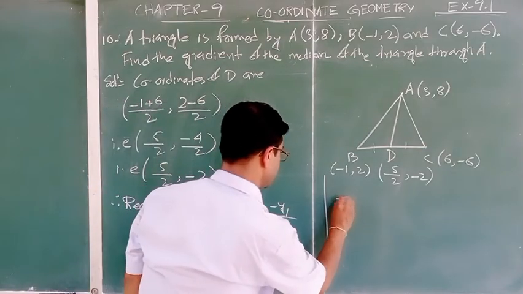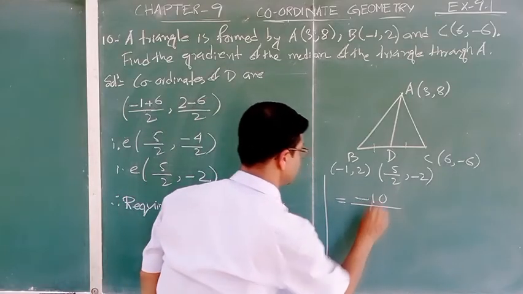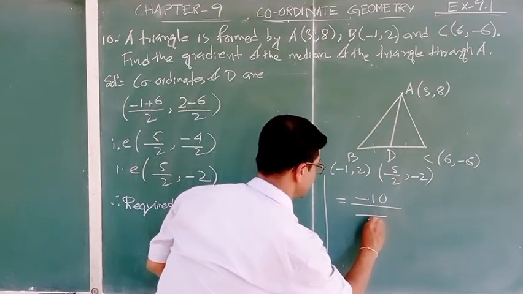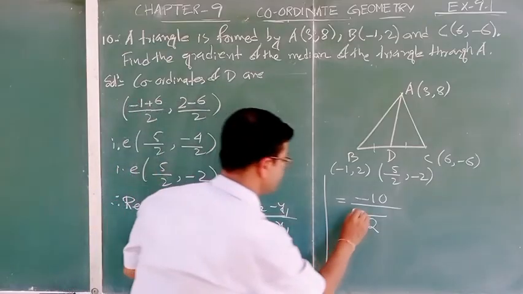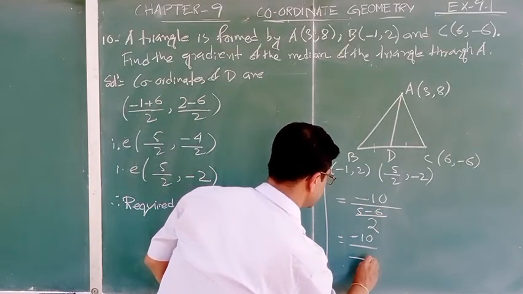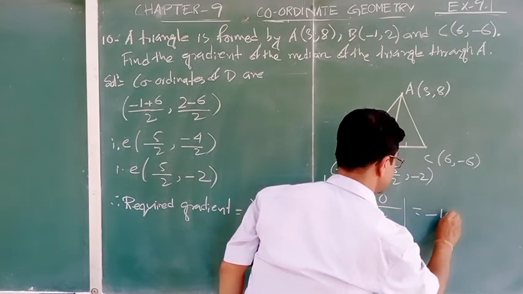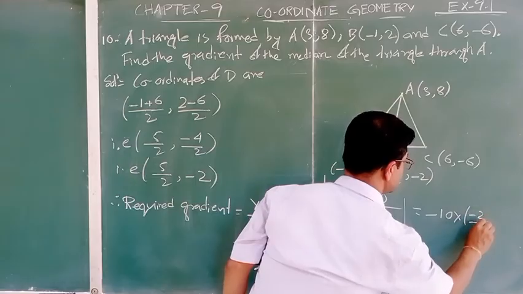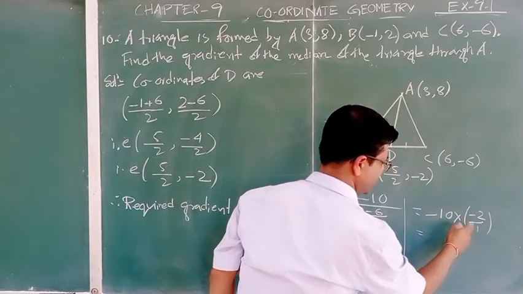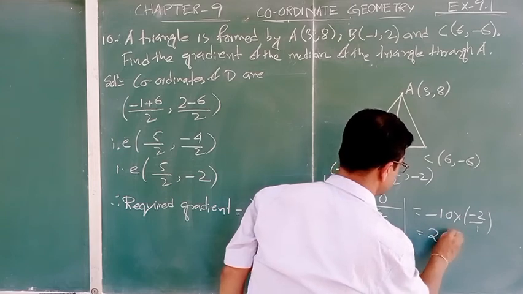Okay. So here, this is minus 10. Okay. And let us take the LCM. What is the LCM? 2. 5 minus 6 over 2, so this is minus 10 over minus 1 by 2. Let us simplify it further. Minus 10 into minus 2 by 1. In the denominator, 1 is obviously there. So minus minus plus 20.